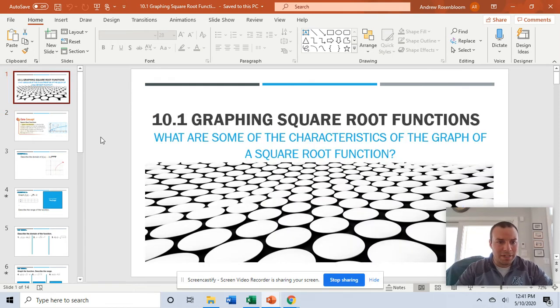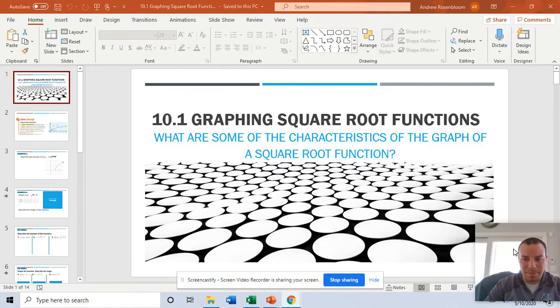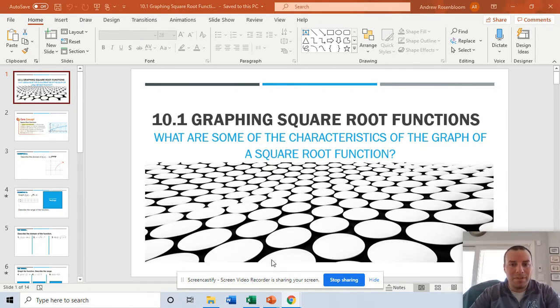Hi guys, we're going to continue here with graphing square root functions. This is chapter 10. So let's take a look at that.